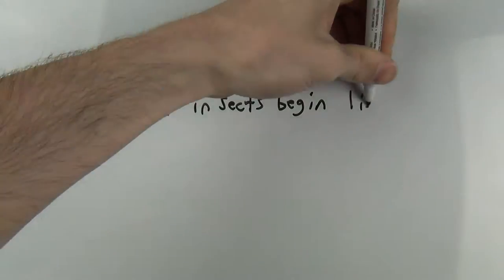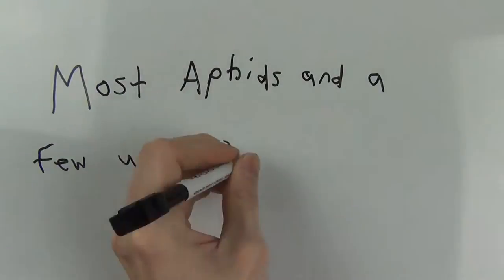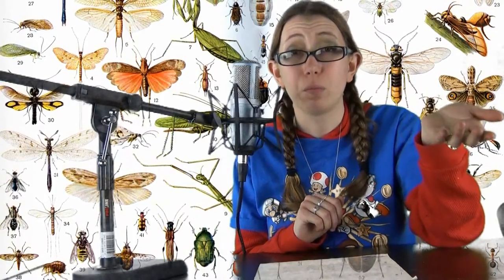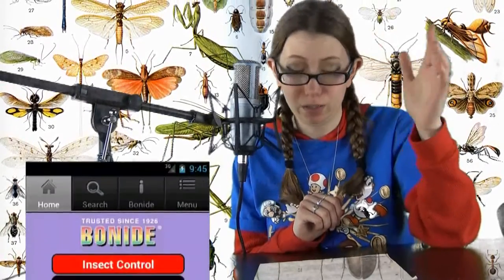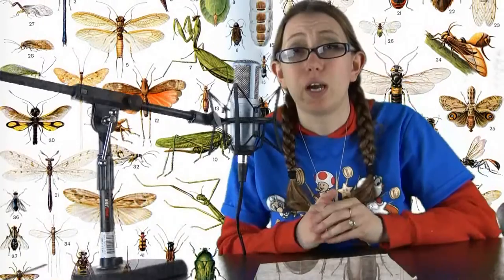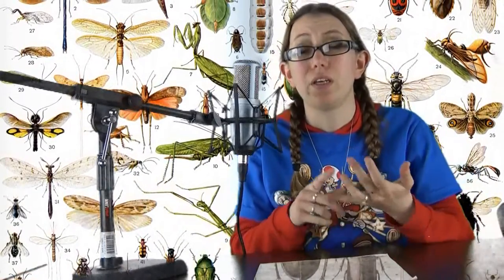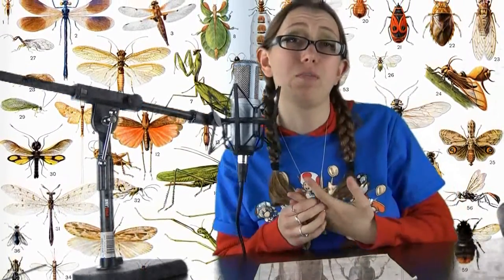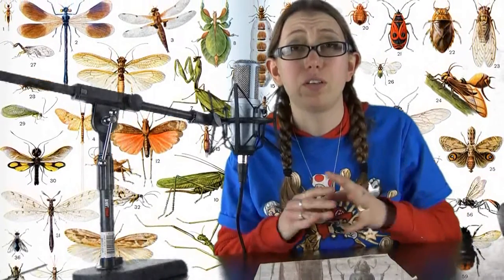So here's an interesting fact. Almost all insects begin life as an egg, although most aphids and a few unusual insects give birth to live young. Now I got that from a book called The Bonide Best Solutions Problem Solver. We can use it in the business to help identify either an insect or a disease and ways to approach said insect or disease. So there are two different types of versions of the life cycle of an insect.